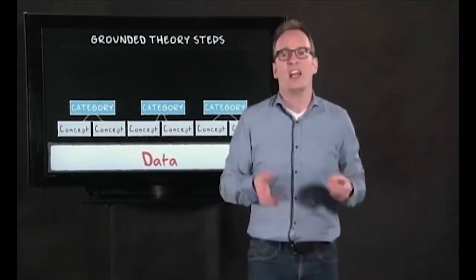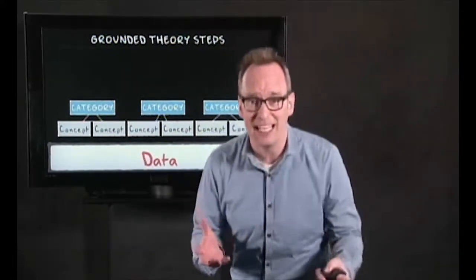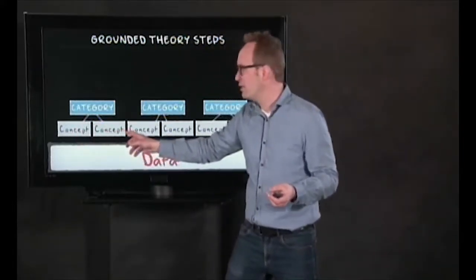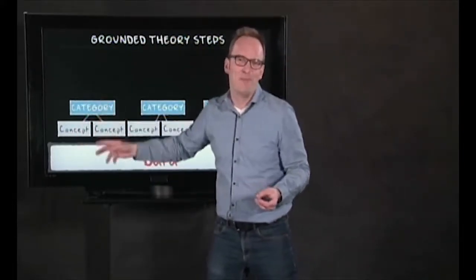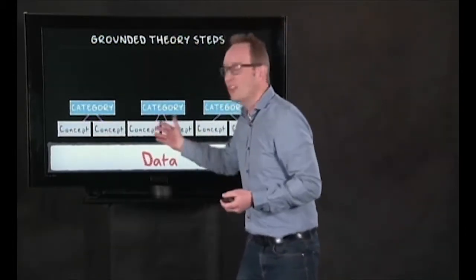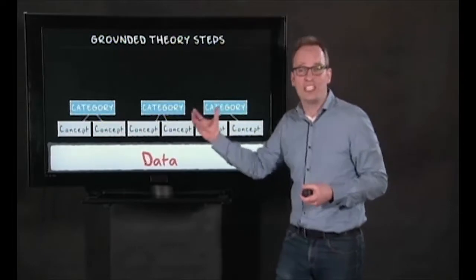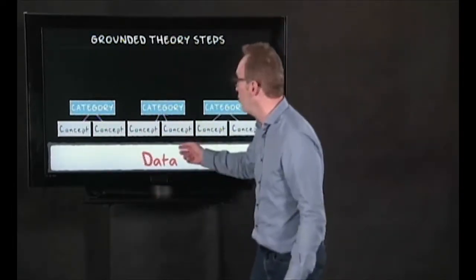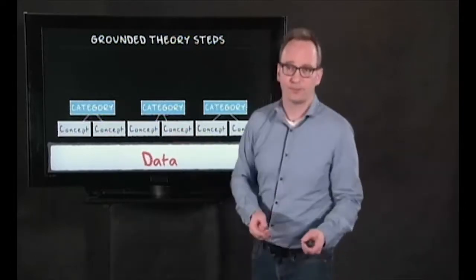And from these concepts, new categories arise. And these categories, they do not arise automatically. No, they arise because you compare a concept with a concept. And you say, well, maybe they fit in. Maybe this is a subform of this category. So you try to organize all these different concepts into categories. Many people would call these codes.